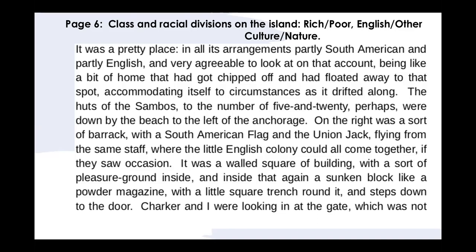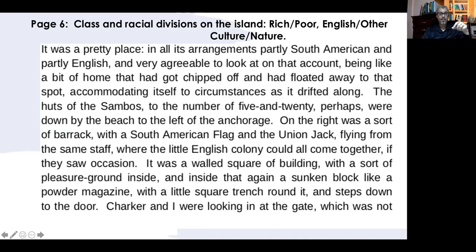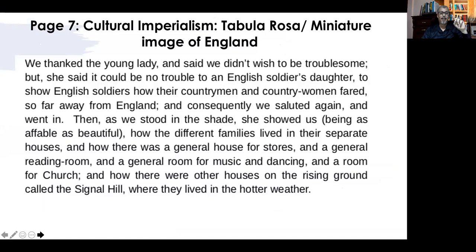It was a walled, look at the wall here. And the wall here, ladies and gentlemen, could be expressed by this binary here, wall, basically, physically, could express this binary that you can see here. It was a walled square of building with a sort of pleasure ground inside. And inside that again, a sunken block like a powder magazine with a little square trench around it and steps down to the door, etc., etc. Now, I'll go to the next page. Now here, they brought a little England there, okay?